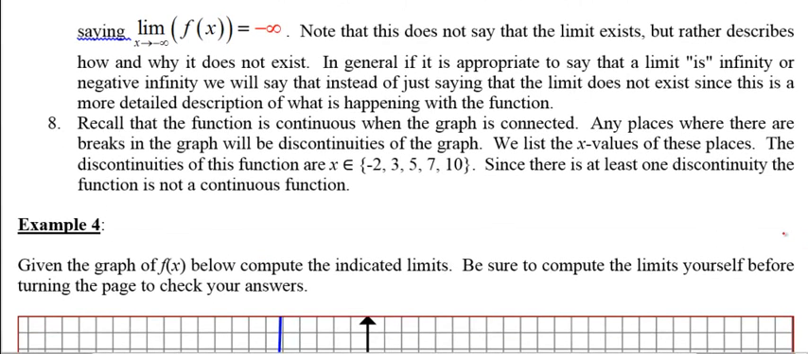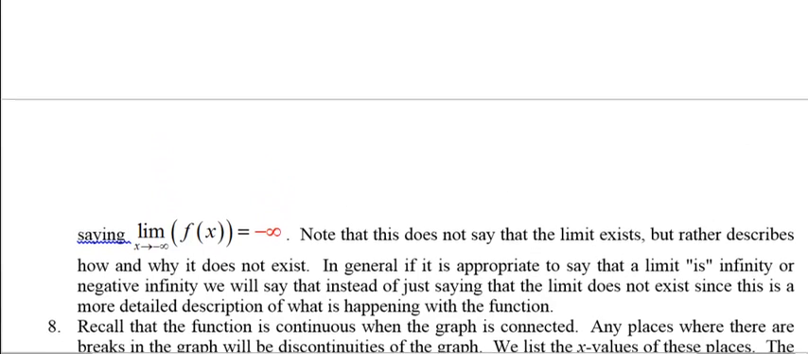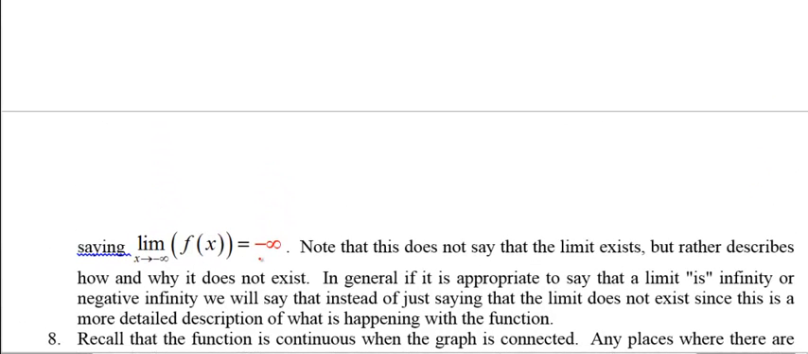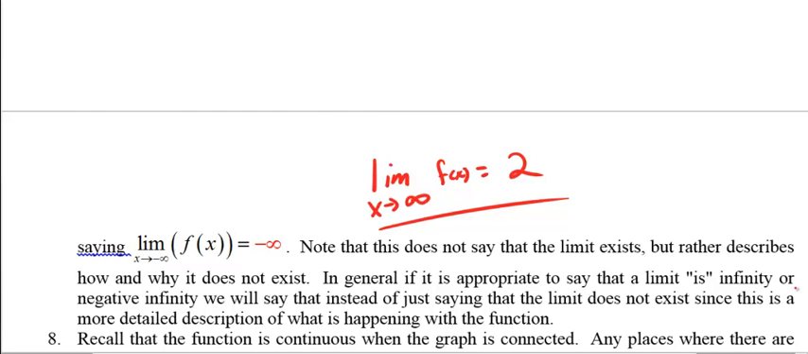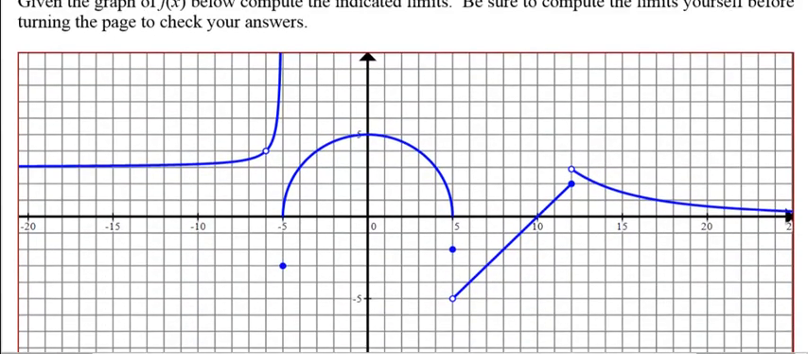Here, okay, the limit on the right is 2, and the limit on the left is negative infinity, and that does not say that it exists. It's just telling you how and why it does not exist. And of course the one on the right we'd write as the limit as x goes to infinity of f of x is 2. That limit does exist. And again, here are the x values where we had a discontinuity. Okay, so see if you can do the same thing on this one.